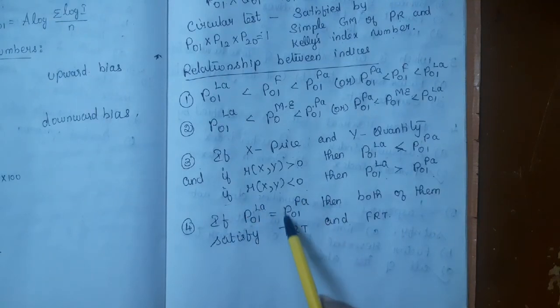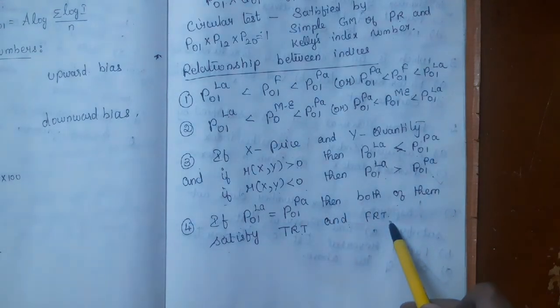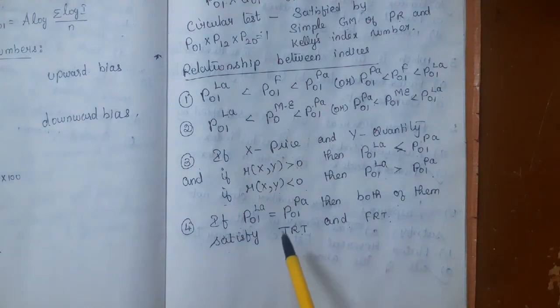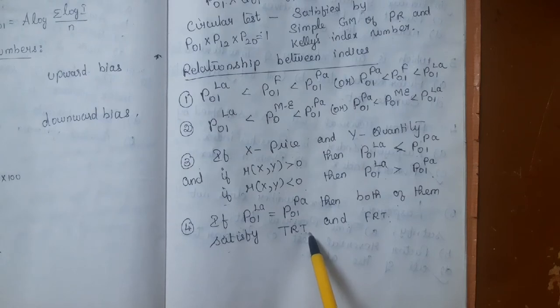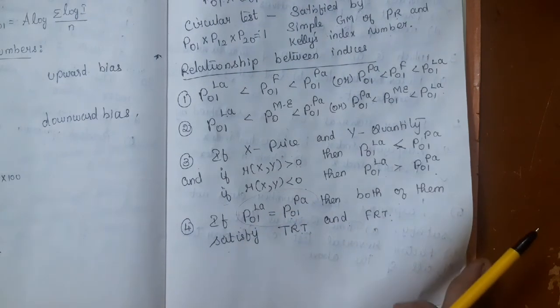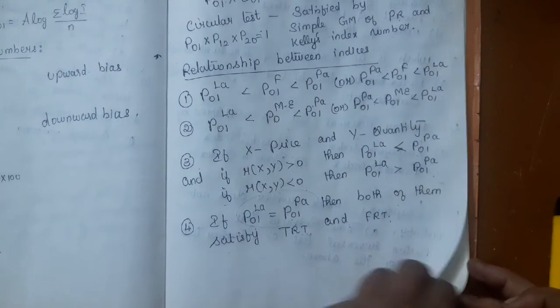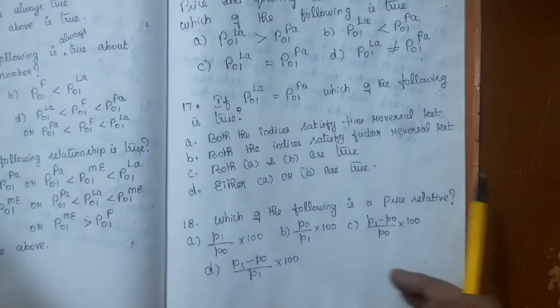And the next very important point which you should remember is, if last year's price index number and past's price index number are equal, then both of them will satisfy time reversal test and factor reversal test. Actually, last year's and past's index numbers do not satisfy time reversal test and factor reversal test. But in one particular case where these two indices are equal, they will satisfy time reversal test and factor reversal test. With all these points in our mind, let us go to today's questions.